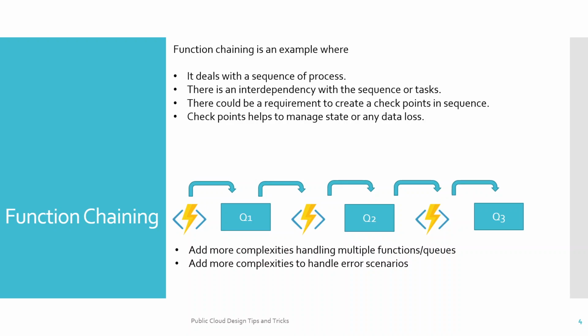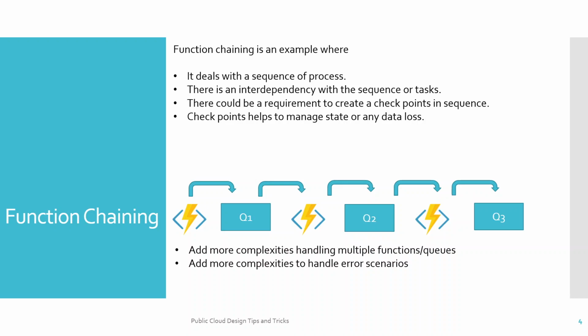There could be a requirement to create checkpoints in the sequence in case of a failure of any one of the operations. Checkpoints help to manage the state and avoid data loss within this chain. So now, if you see here, there are three Azure functions. I have taken Azure functions from Microsoft as examples.